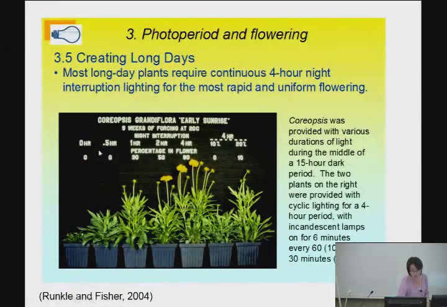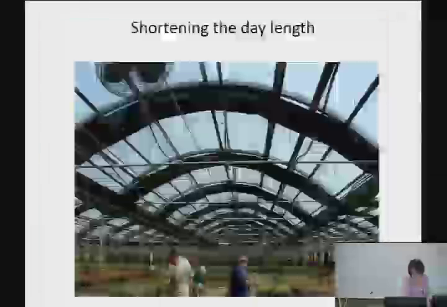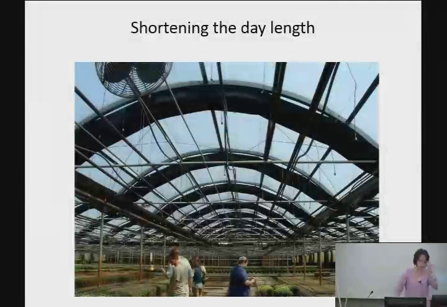Oh, this is probably answering the question to Caitlin. So this is a night interruption hours. So this is probably the base for recommending 4 hours, because you can assure some of the plant's response by adding 4 hours. Okay. All right. So that's the day extension or long day treatment by using night interruption.